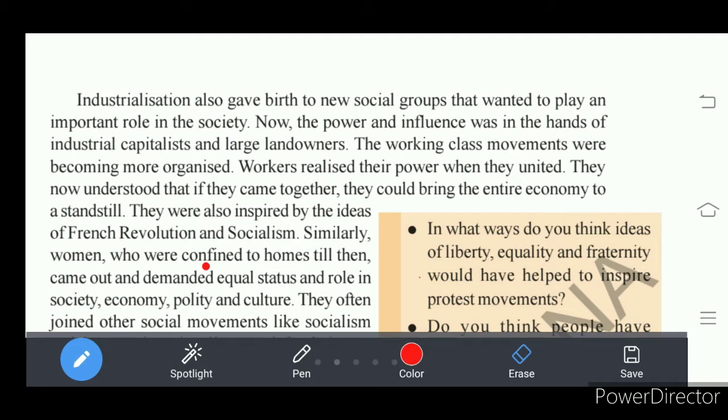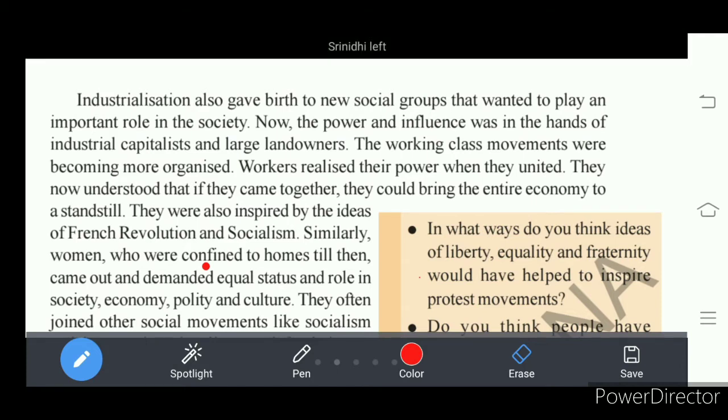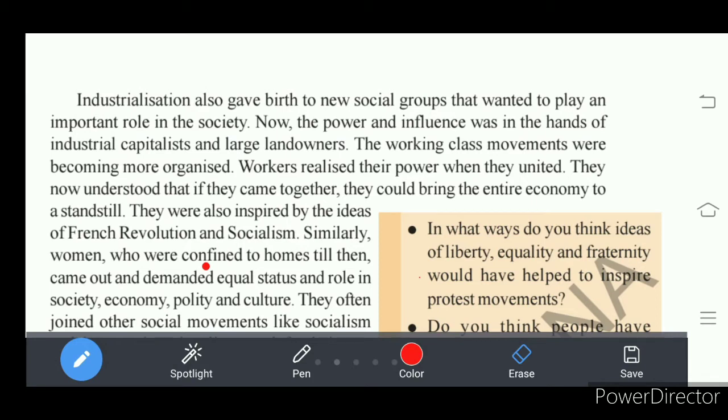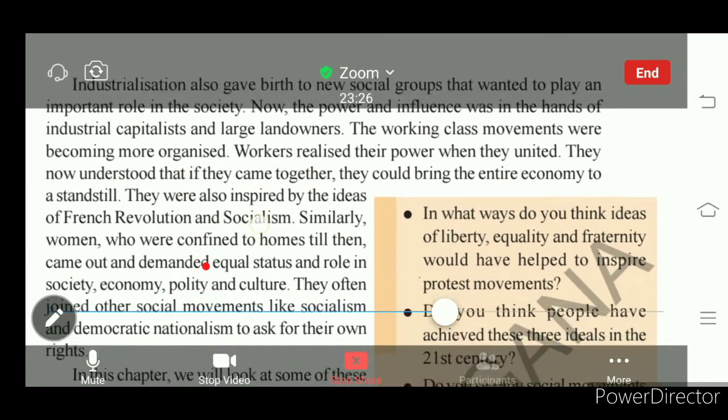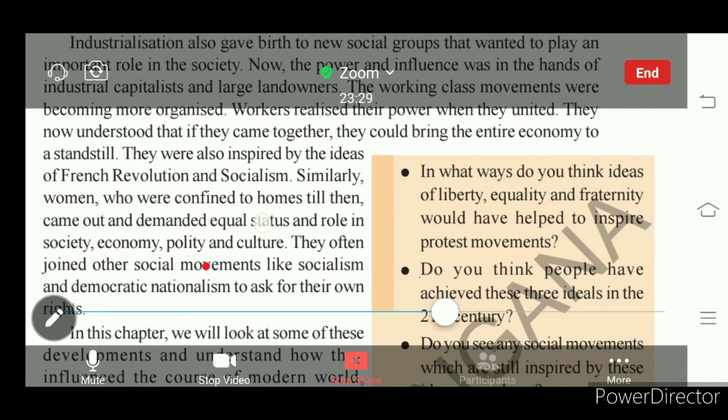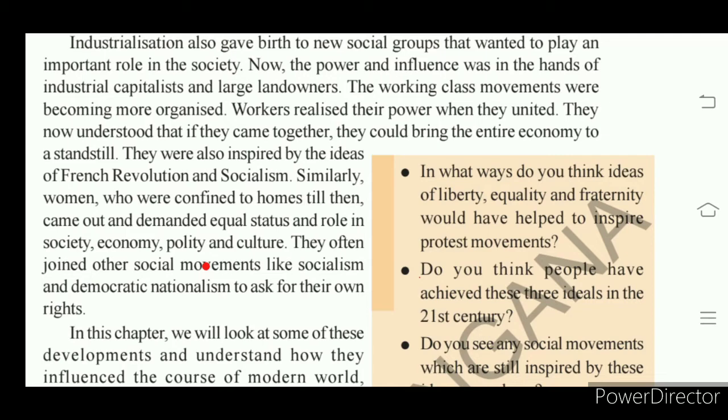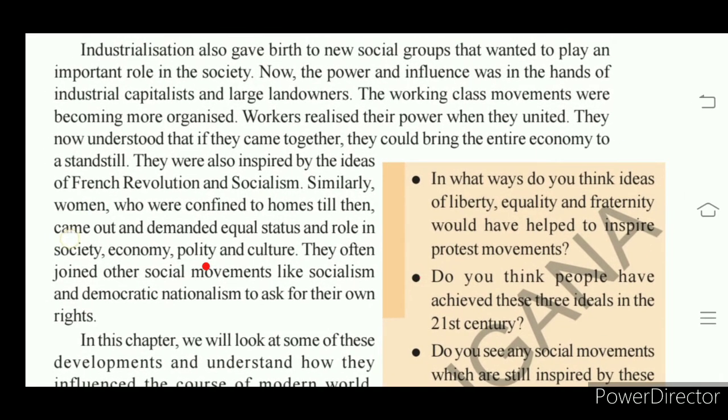Women, who were confined to the homes and worked inside the home, also came out due to industrialization. They started working in industries. When they started working in industries, they identified their role in society. They became aware that they were not equal to men in society even though they had equal capacity. So they demanded that there should be equal status for women along with men in society.